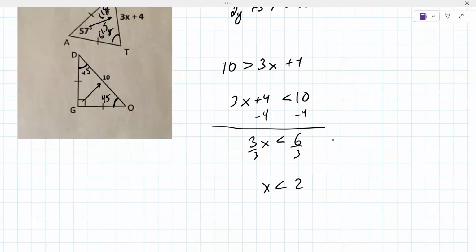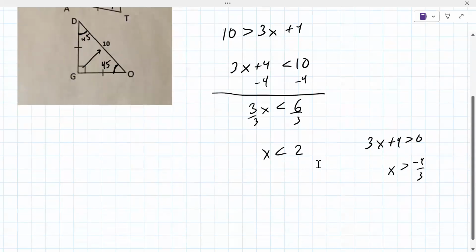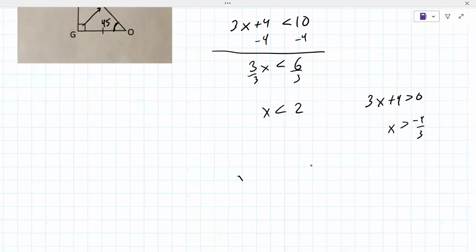Did you guys talk about, though, that the sides have to be positive? Yeah. So you actually also have to solve this one as well. You'll find that x is greater than negative 4/3. So it's not just that this is the answer, because that means x could be like negative 5, which would not be okay. So the result here is that x is between negative 4/3 and 2.